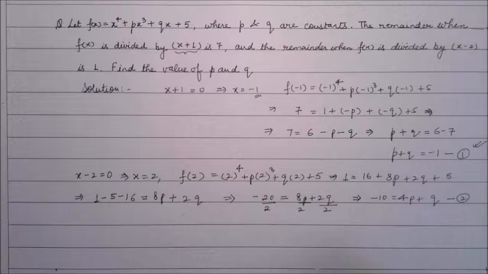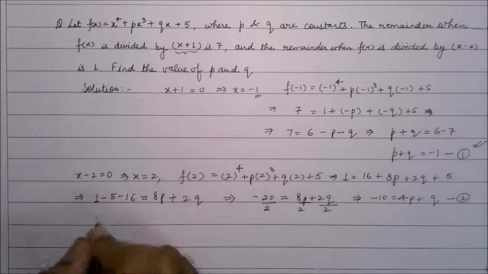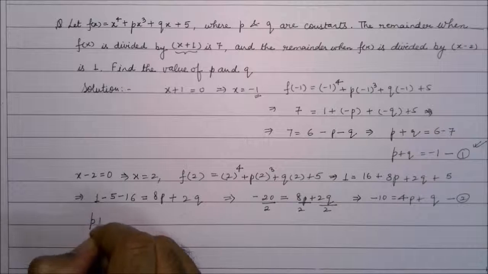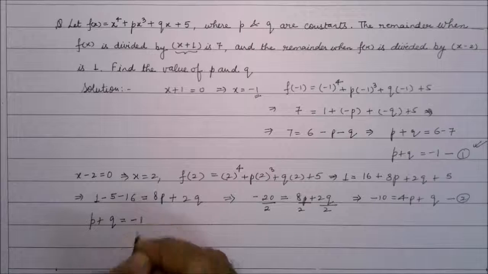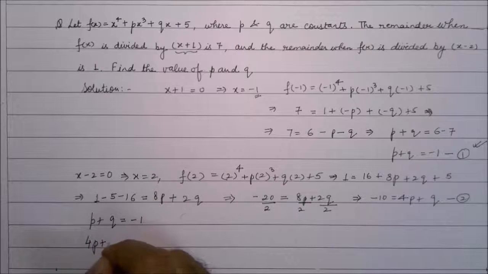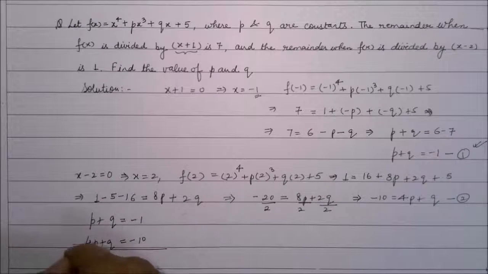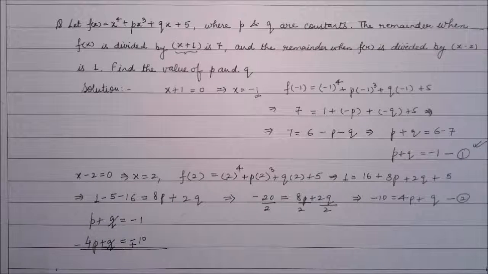Now what we will be doing? We will be subtracting these two equations. So let us subtract these two equations. My first equation is p plus q equals minus 1, and my second equation is 4p plus q equals minus 10. When I subtract them, the signs will be changed. This q will be cancelled out, q minus q.